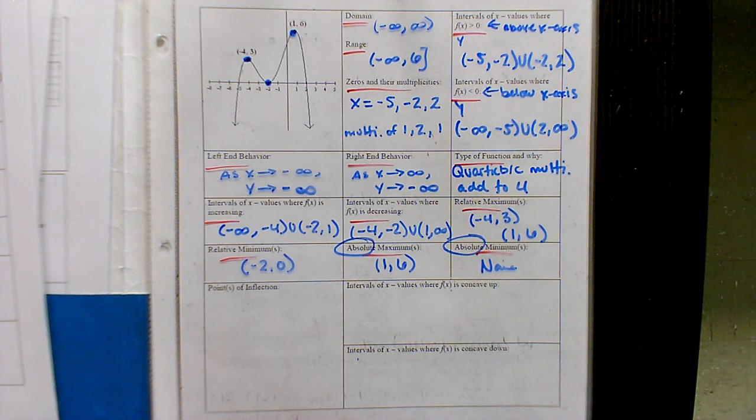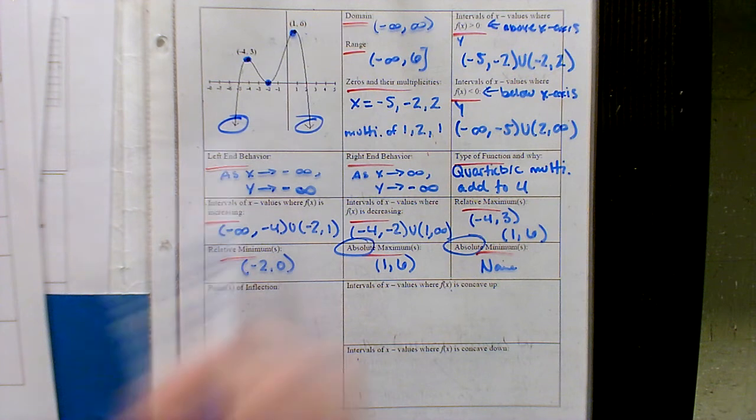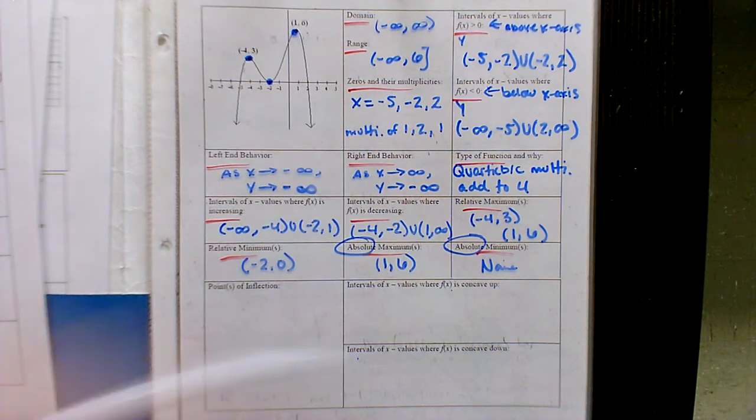Why is there no lowest point? Because it goes down, we have some arrows going down forever, so it's never going to reach a lowest point. Looks good. How do we do overall?